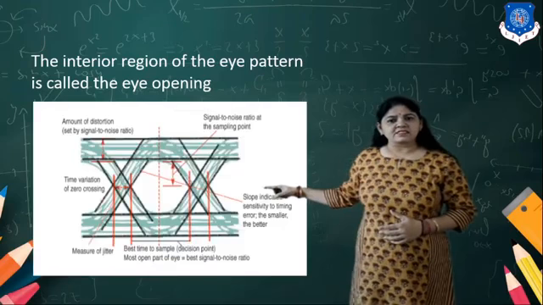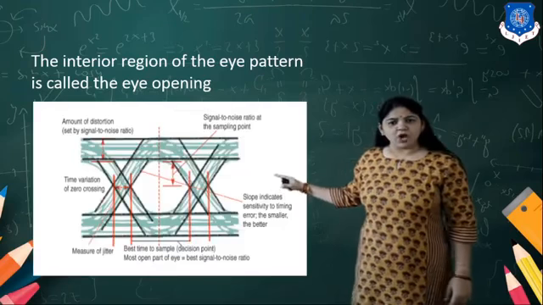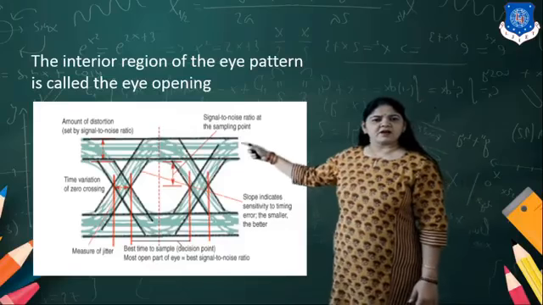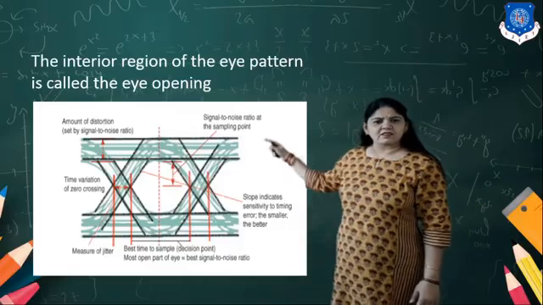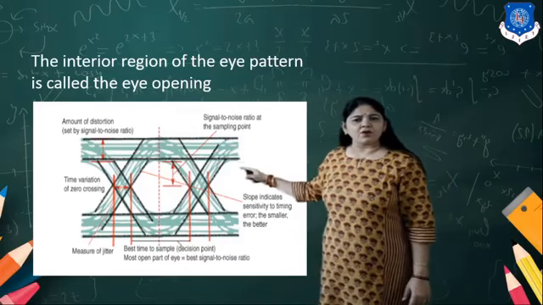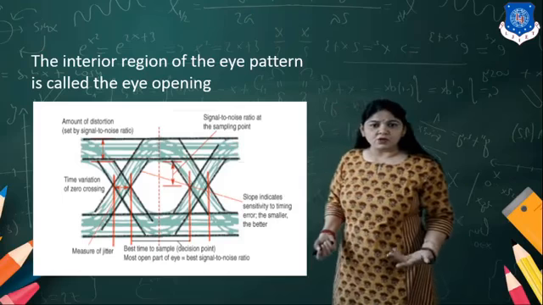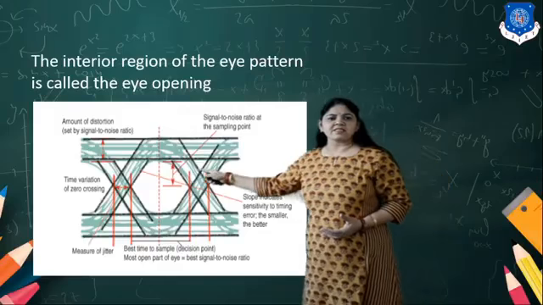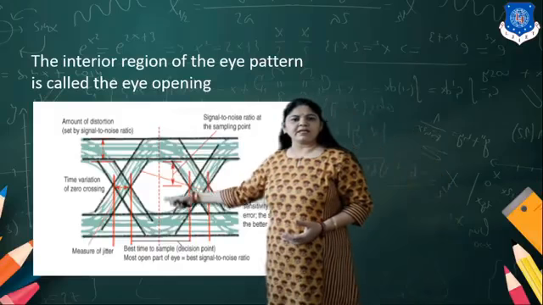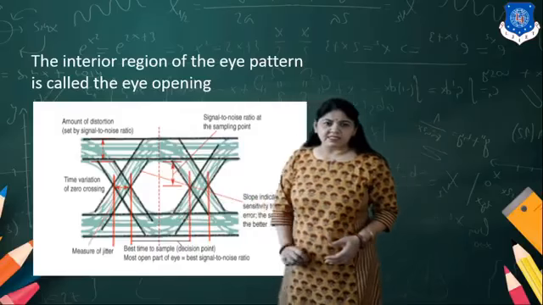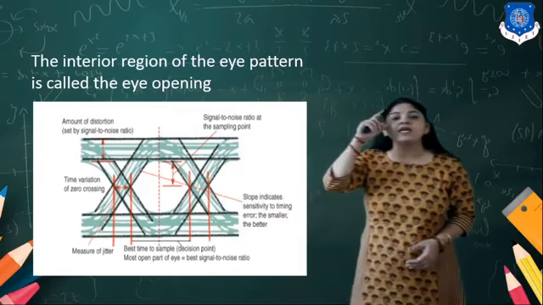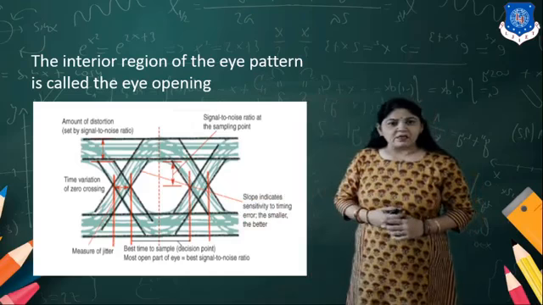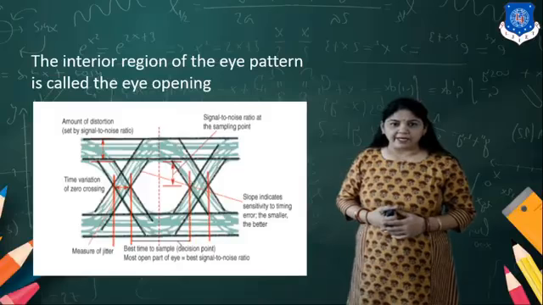Now, this is the particular shape which we observe on the CRO. Here you can see the lines. These lines are for the binary 0 as well as the binary 1 input. Over here, the vertical line that is shown is known as the opening of the eye. So the interior region of the eye pattern is called the eye opening.